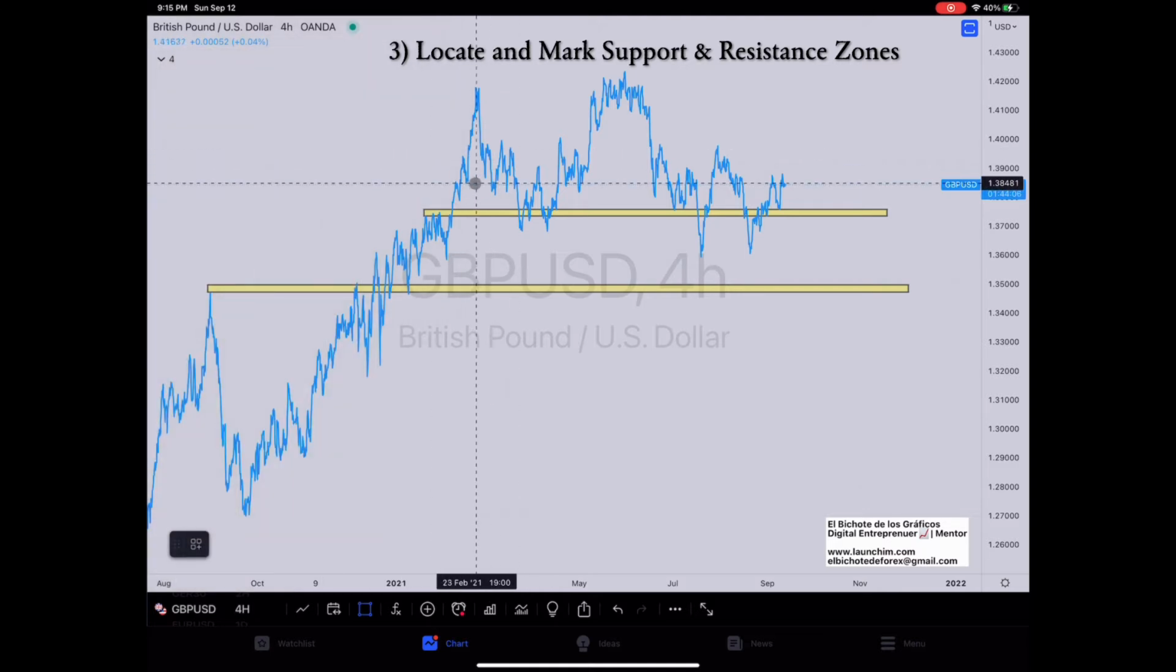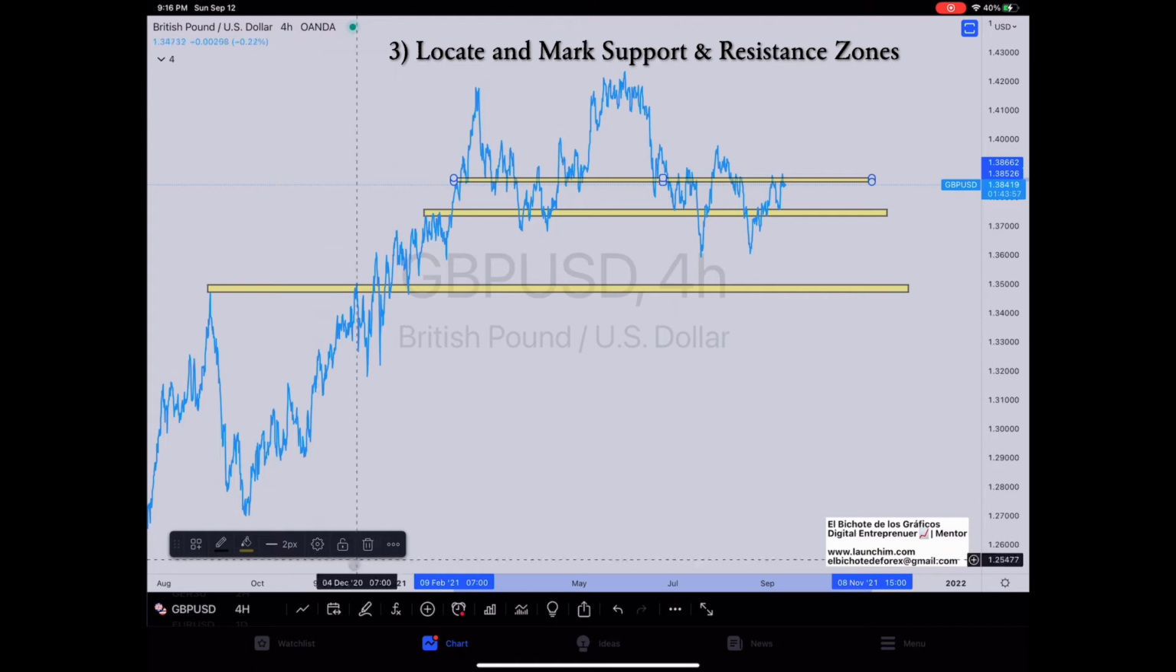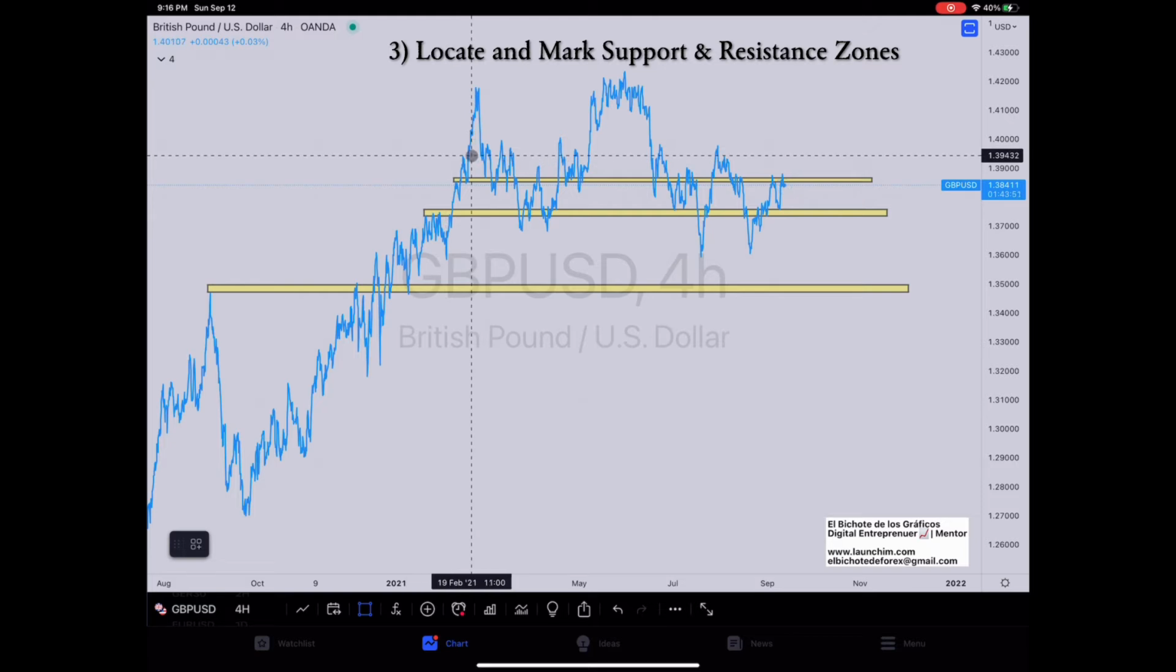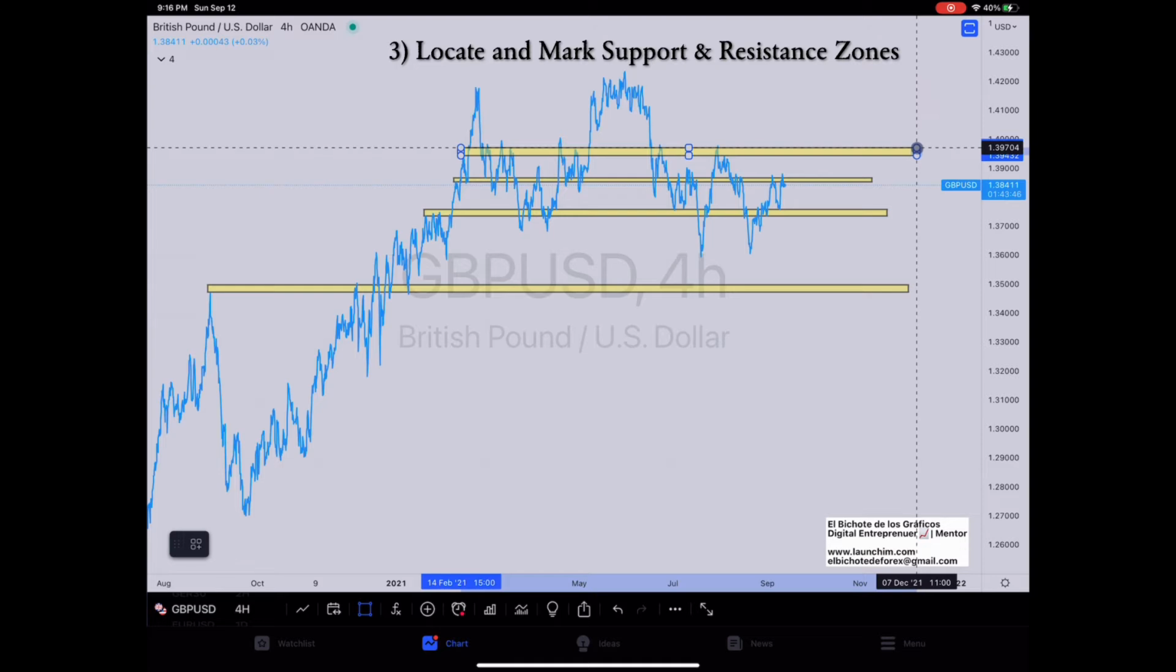Definitely the more touches, the better. And there's really no set limit on how many zones you can mark up. But in order to have a clean chart, I don't really recommend putting a lot of zones up. The way I do it, I look at where price is at currently, and then I try to find about 3 support zones under current price. And then I find about 3 resistance zones above price.